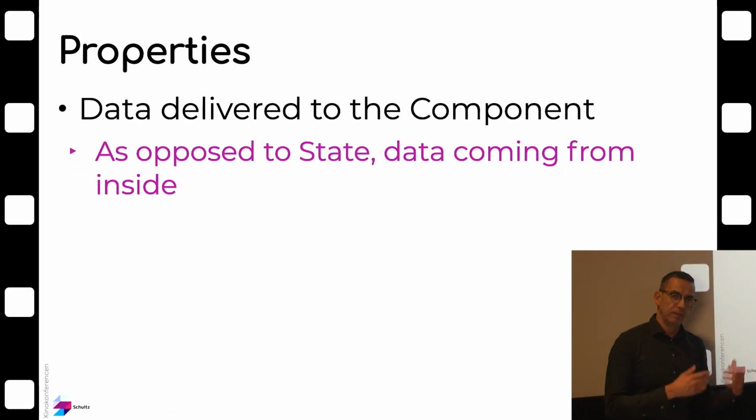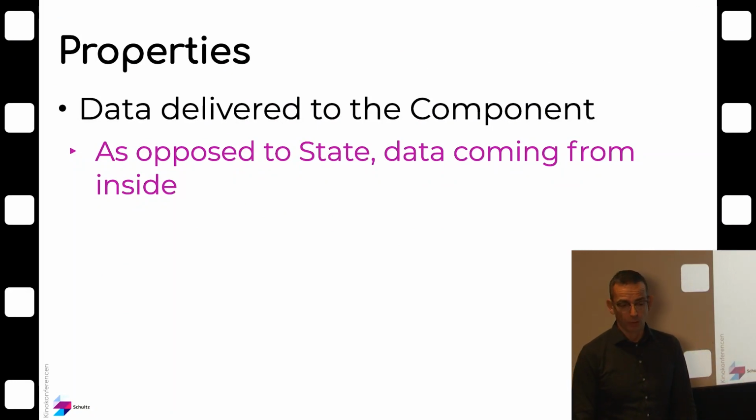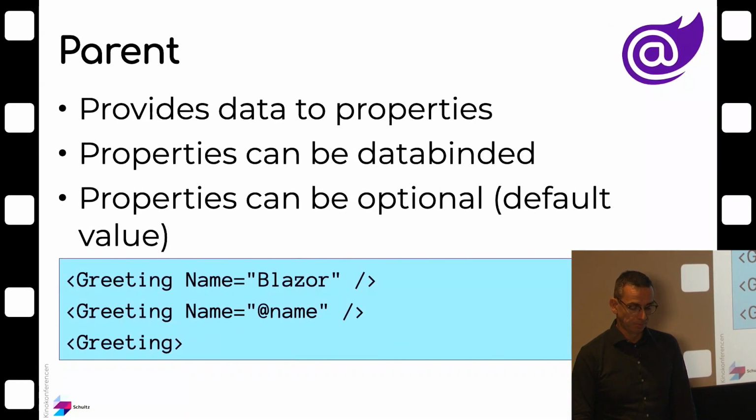So properties are delivered to the component from the parent. Something like this. So greeting, the name should be Blazor. Or the name should be whatever @name the name field has. Properties by default are optional, and there are some ways to get them required. So maybe you want to leave out the name and have a proper default.